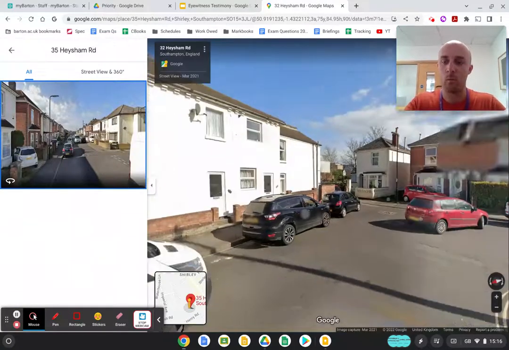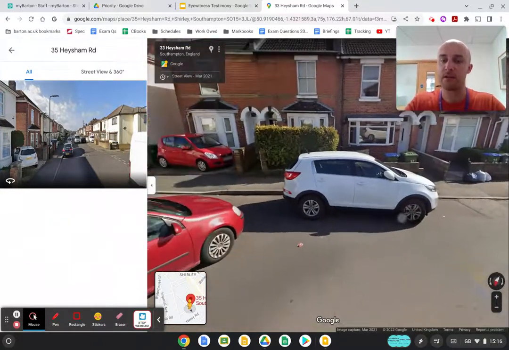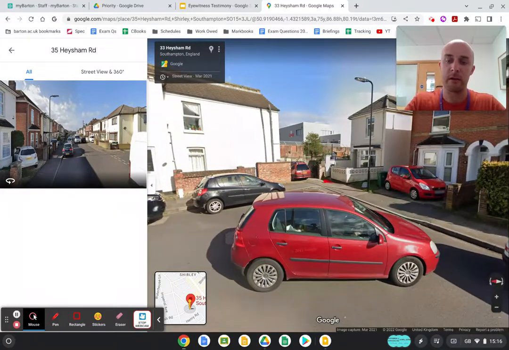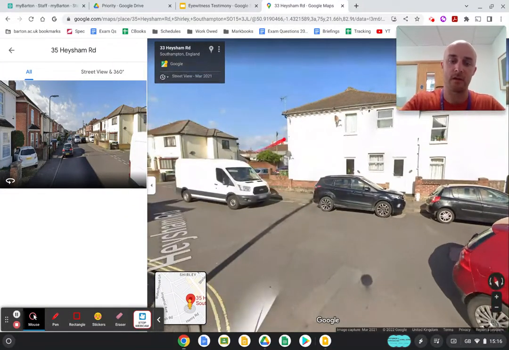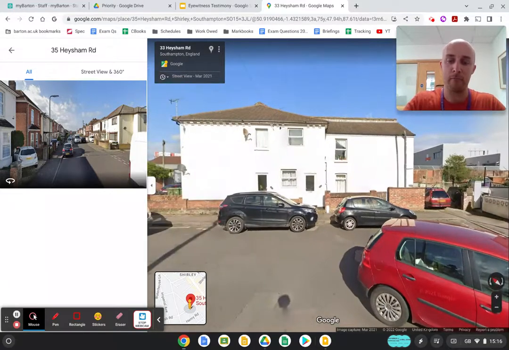Me and my mate were walking round. So basically, you walk up this pavement just here, and then you go round this little bit just here, and then you walk round here, and then you're going up towards Shirley High Street. We were walking down here, and we were probably, I'd say, around about here.